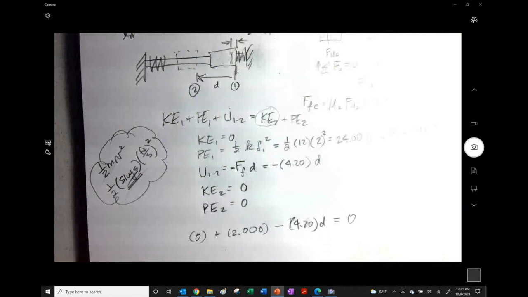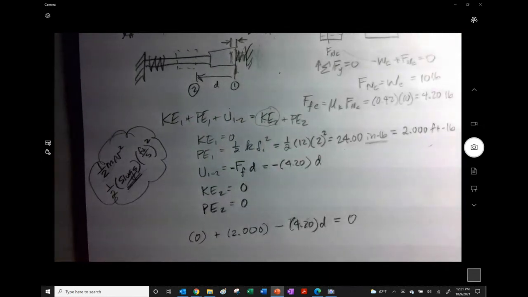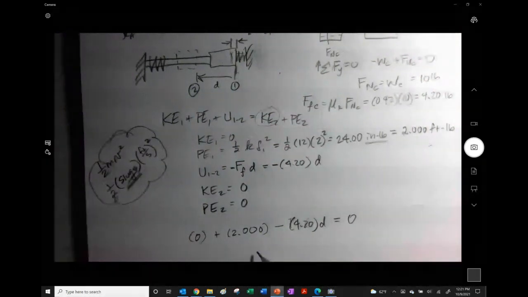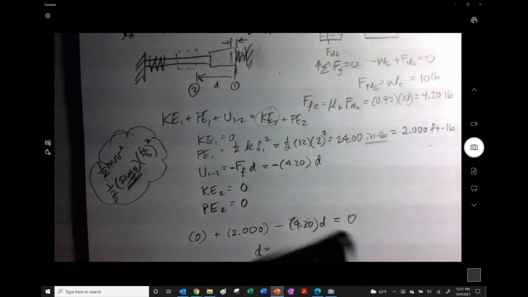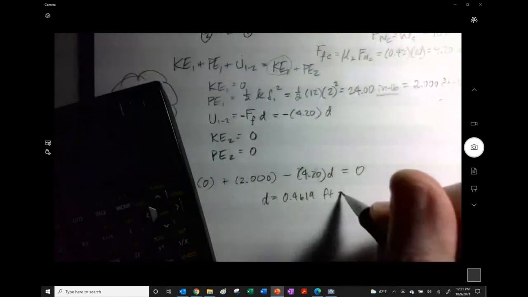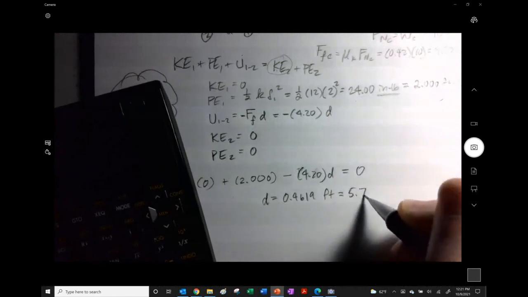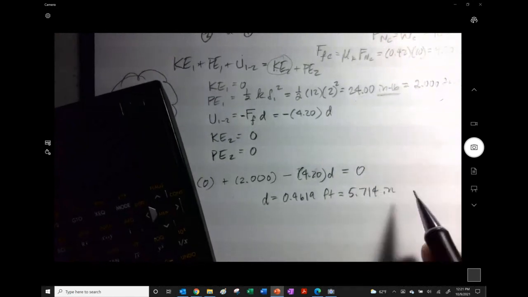Yeah, okay. It's just the way that the wording of it makes it so you have to read between the lines. It's almost got to be like a little lawyer going on here. But anyway, we're going to find that the distance is 2 divided by 4.2, which is only going to be 0.4619, but these are going to be feet, so we need to turn it back into inches. So we multiply it by 12, and we get 5.714 inches.